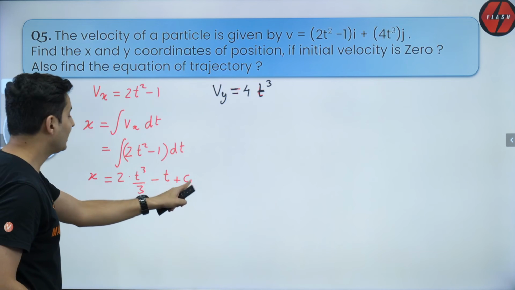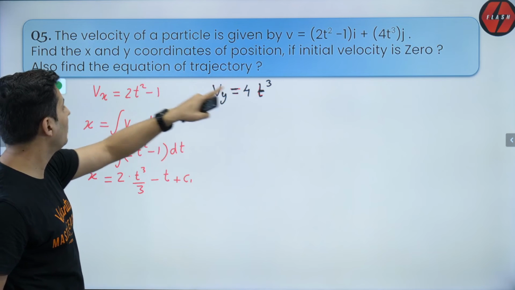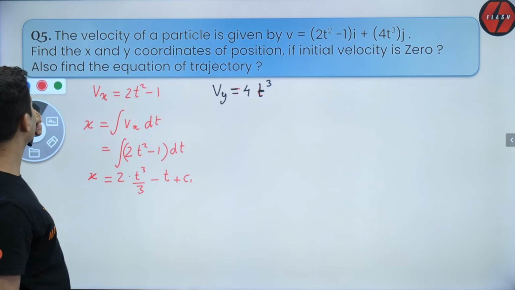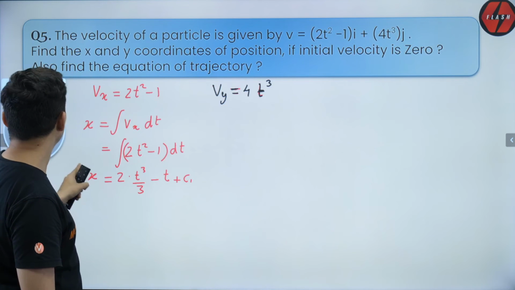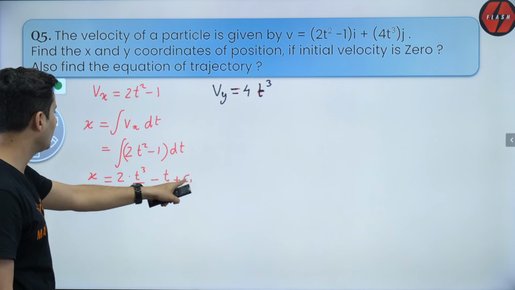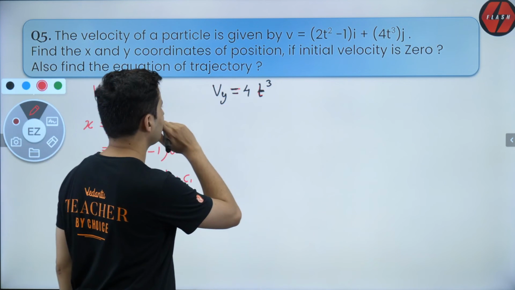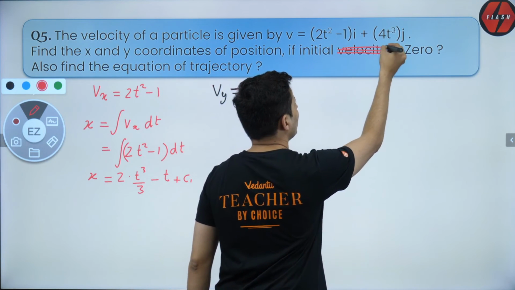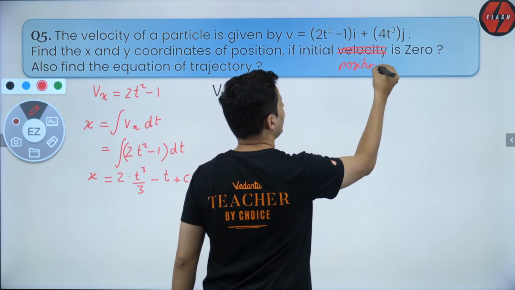Well, I need to get rid of that constant. So let's see. Find the coordinates if initial velocity is 0. Also find the equation of trajectory. Okay, I think they should have given what is the initial position. Since initial position is not given, I cannot actually find C1. I think that was the missing information out here, or I think that was the correction out here. This should not have been initial velocity. This should have been initial position. So that is the one correction, guys.